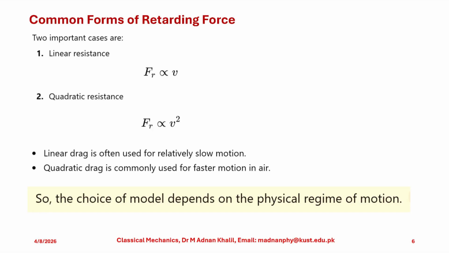Here we focus on the two most common models. The first is linear resistance, where the retarding force is proportional to v. This is often used for relatively slow motion or for motion in certain viscous environments. The second is quadratic resistance, where the force is proportional to v squared. This is very common in faster motions through air. The important point here is that the correct model depends on the physical regime. That means we cannot assume one formula for every case.